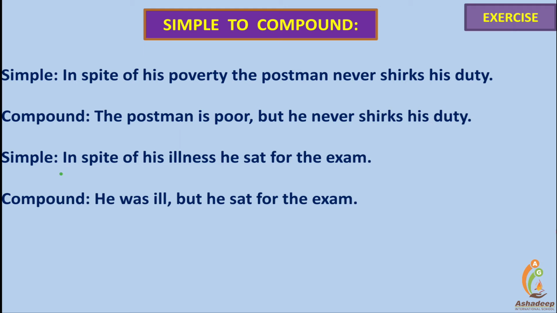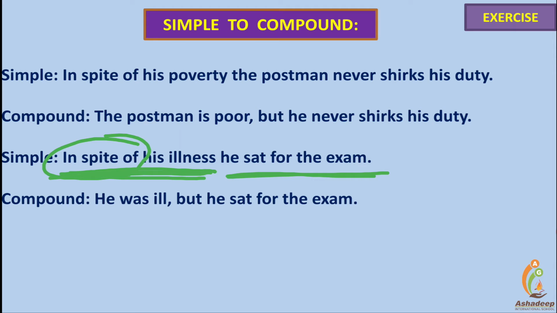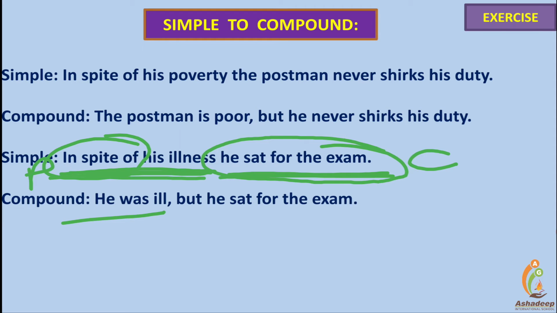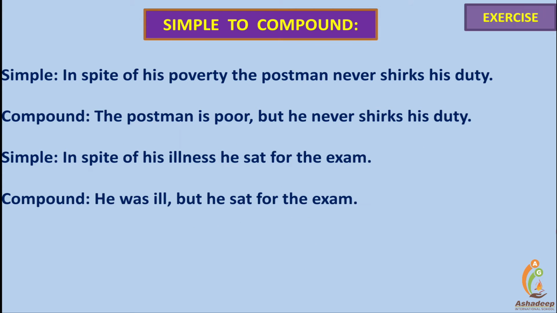In spite of his illness, he sat for the exam. Again, in spite shows the contrast, and it's one part of the sentence. The second one is a clause: he sat for the exam. The first one is a phrase. And for compound, we need two clauses. Since it's a contrast-showing sentence, here but is the coordinating conjunction used to combine these two parts. Let us see how they are connected.